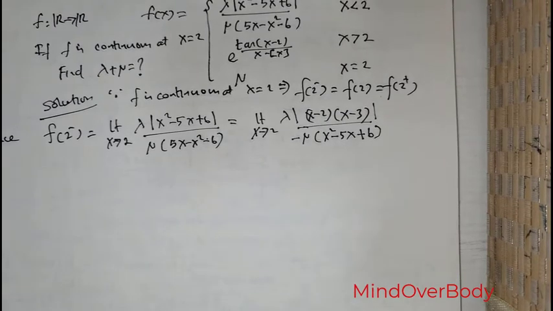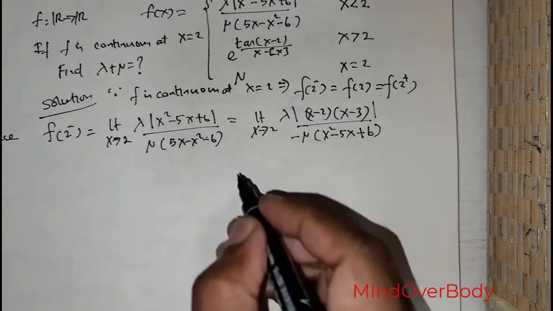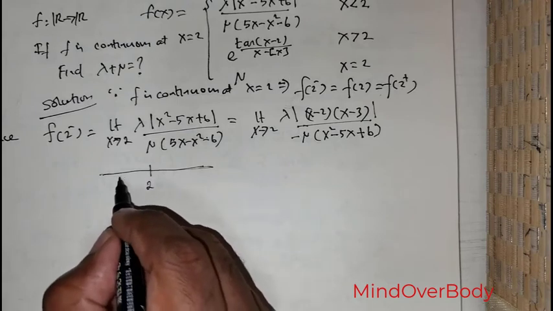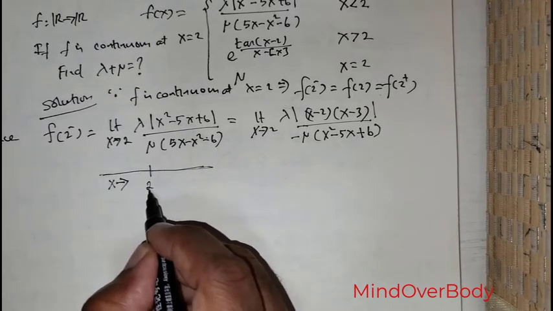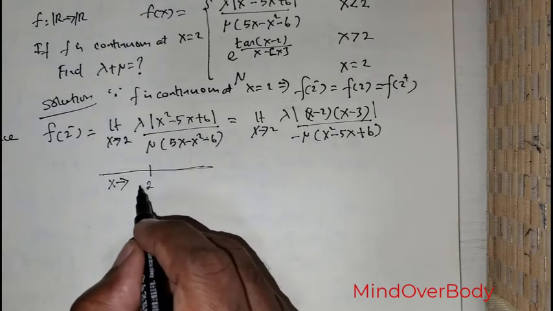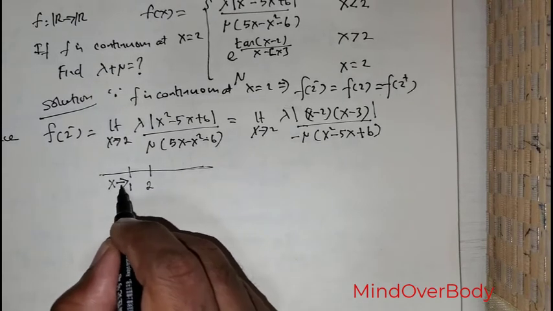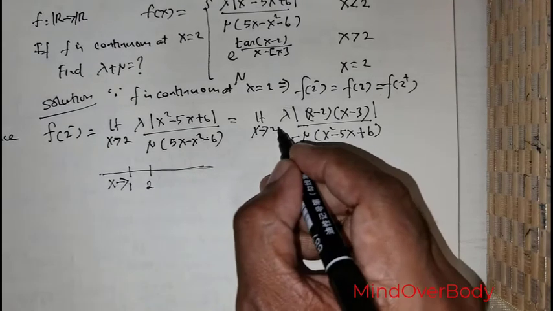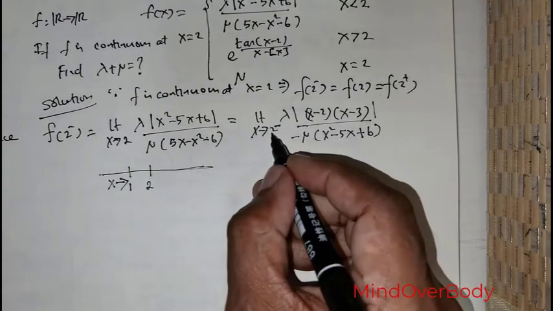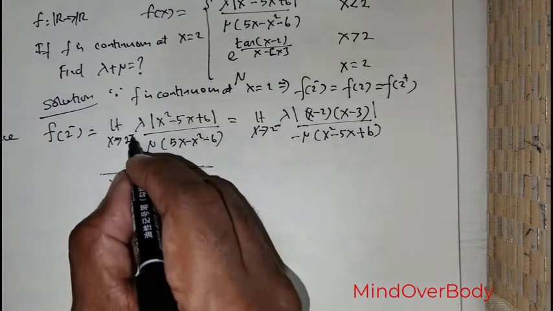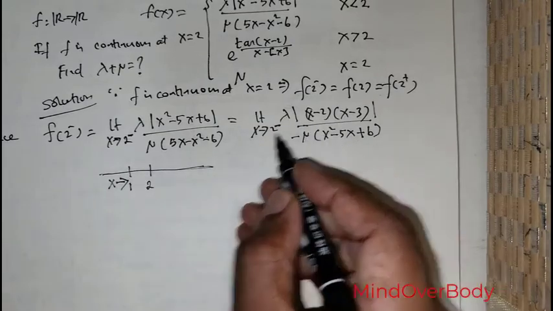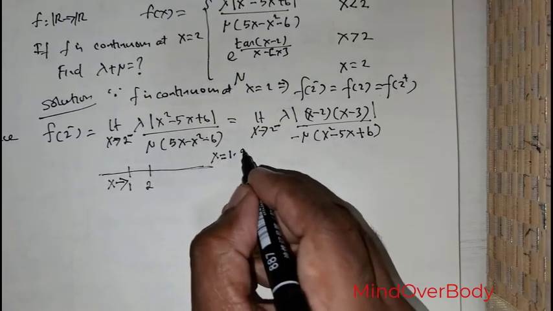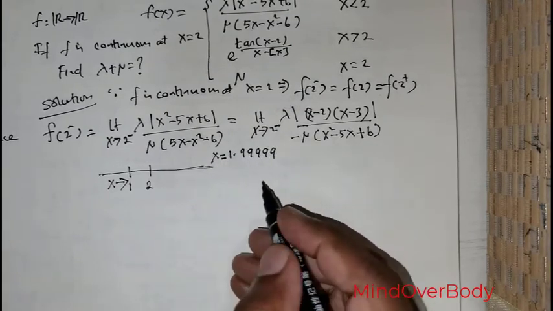So we need to get rid of the modulus. Now, to get rid of the modulus, we will have to find out what happens when x is going towards 2 from the left hand side. So you will have to pick a value that is very, very close to 2 as x is approaching 2 from the left side. So if you were to take a value of x which is very close to 2, say x is equal to 1.99999, what would you get?